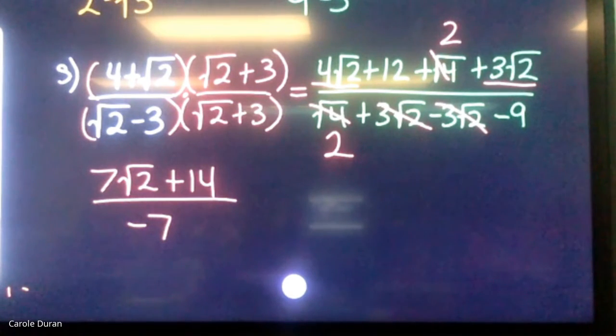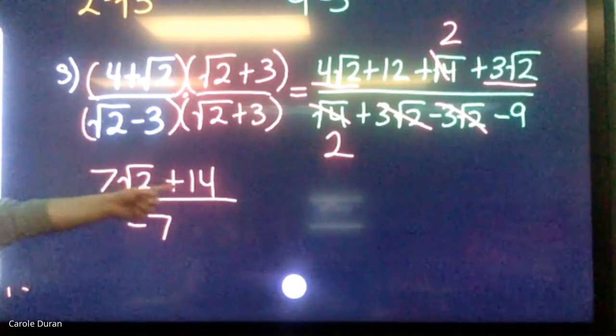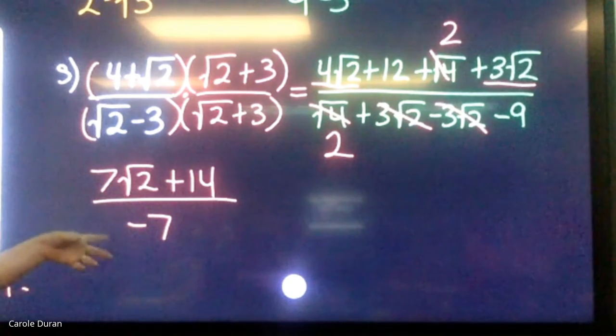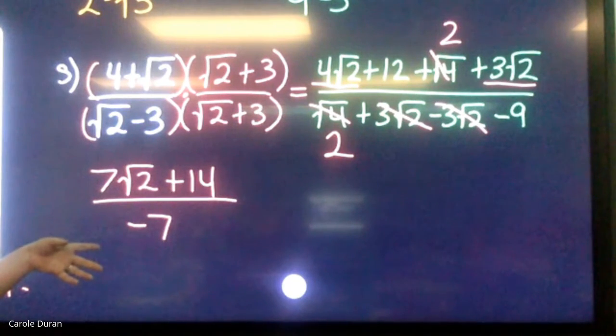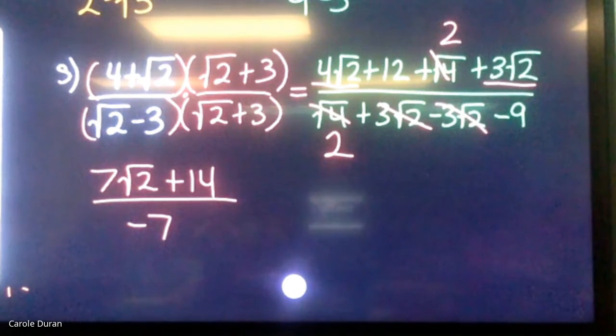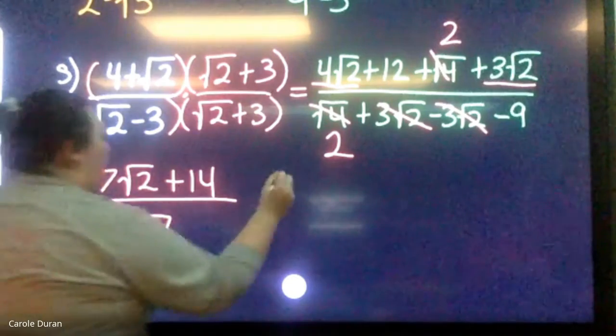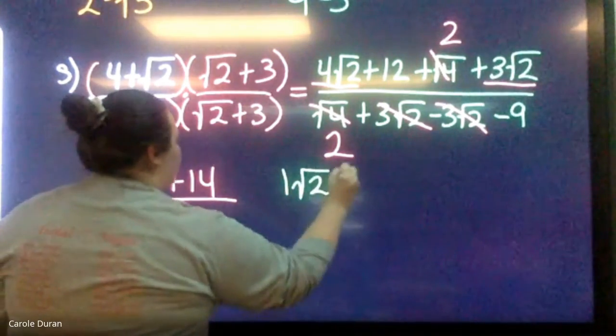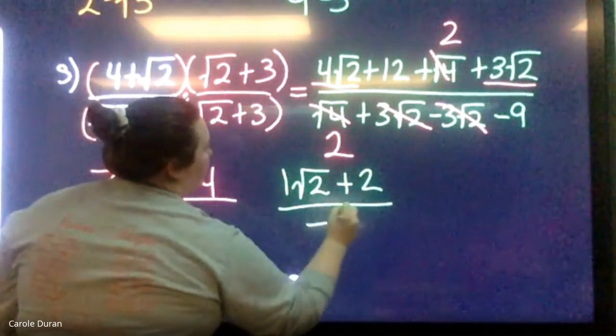Is that it? This is something that I expect you to look for in the future. I have a 7, a 14, and a -7. What do I know about all three of those? Divisible by 7, right? Yeah. So I can take that common factor of 7 out of all of those, and that will leave me with 1 times the square root of 2 plus 2 over -1.